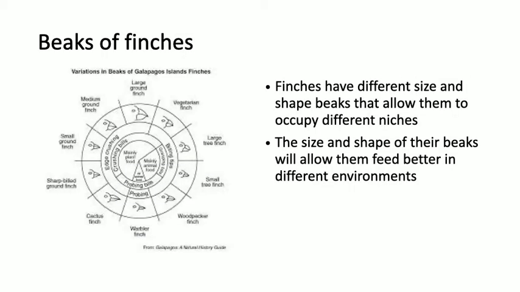The second New York State lab deals with beaks of finches. Finches have different sized beaks, and they have different shaped beaks, and it allows them to occupy different niches. The size and shape of their beaks will allow them to feed better in different environments. This picture on the left shows the variation in beaks of Galapagos finches. This diagram traditionally shows up on the Regents and will ask you to find which finch would occupy which niche based on the food type, the type of bill, or the size of the bill.